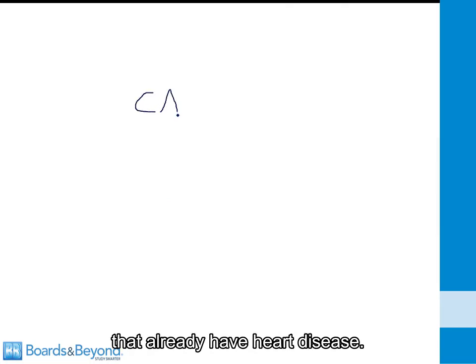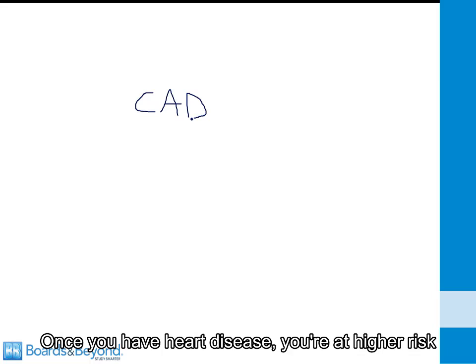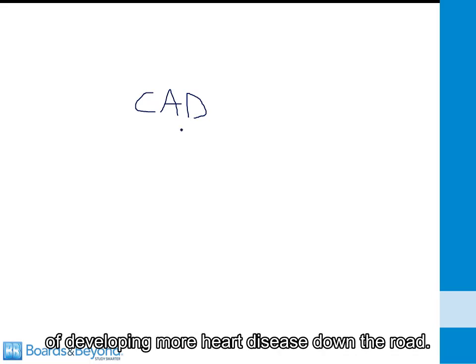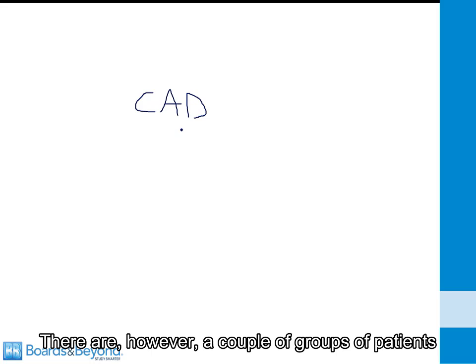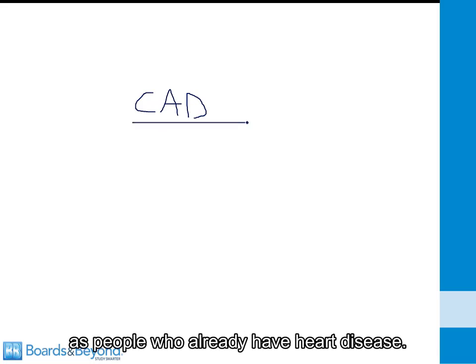If you think about who's at risk for heart disease, the biggest risk group are those that already have heart disease, for example, patients with coronary artery disease. Once you have heart disease, you're at higher risk of developing more heart disease down the road. There are, however, a couple of groups of patients who do not yet have heart disease, but they're at the same risk as people who already have heart disease.